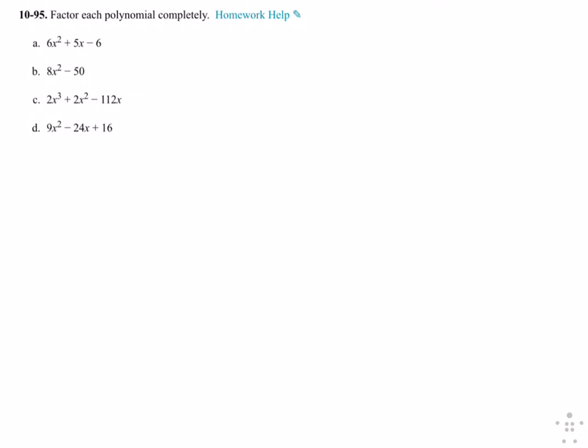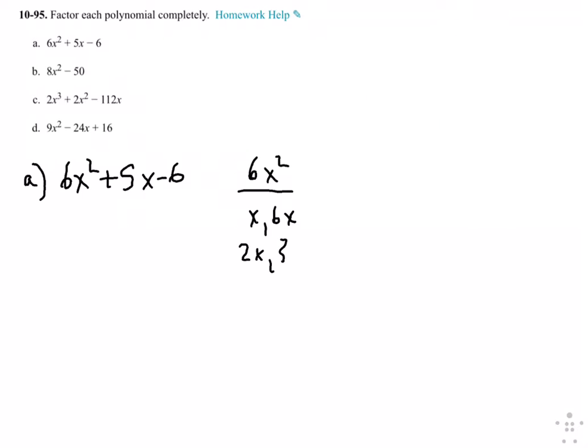Okay, for 95, they want us to factor. These should be getting pretty easy by now. So 6x squared plus 5x minus 6. To factor, we could use decomposition, we could use columns. Let's use columns, right? So 6x squared, I have x and 6x, 2x and 3x.